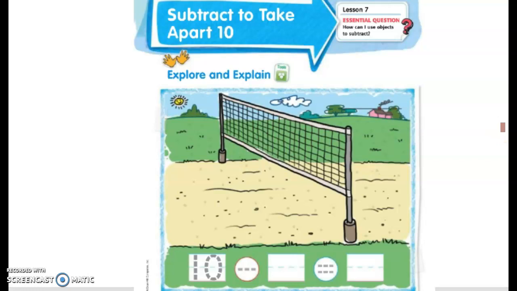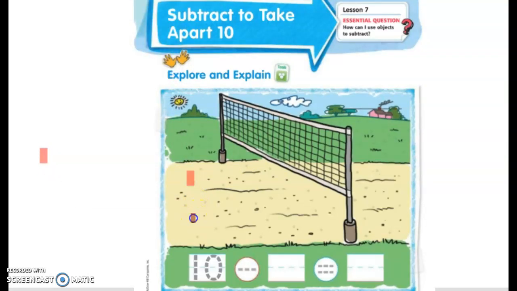Alright, so let's look at our volleyball net. And remember, we're starting with 10 this whole lesson, so every problem starts with the big number 10. All right, there are 10 players playing volleyball. So let's put 10 players. You can draw circles, you can have your counters, whichever you would like.